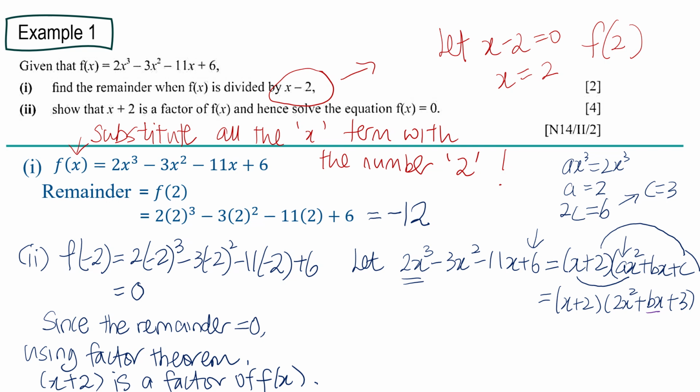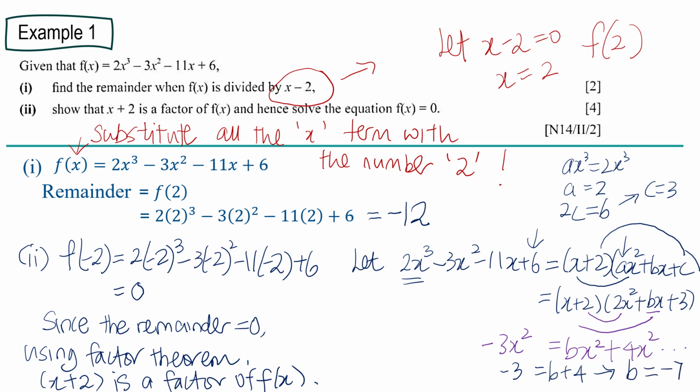To get the x squared term, you take x multiplied by bx, so that will give you bx squared. And there's also another term when you take 2 times 2x squared. Basically, you just have to fish out all your x squared terms. And this x squared term, I just need to compare with negative 3x squared, because on your left-hand side, negative 3x squared is your x squared term. Watch out for the negative, make sure you include the negative. So you would get negative 3 equals b plus 4, and from there you get b equals negative 7.